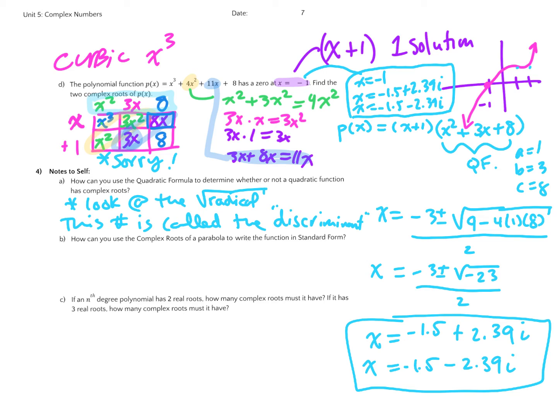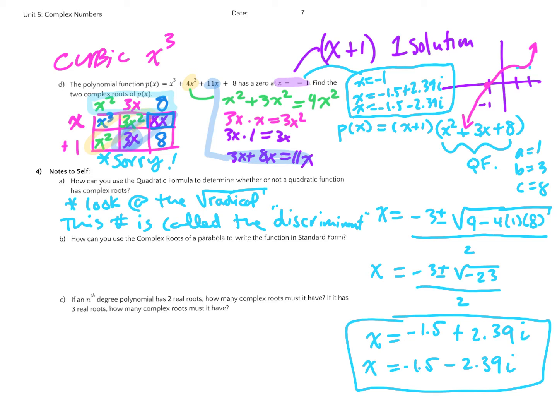If the discriminant is negative, it has no real solution. If it is positive, greater than 0, it has two unique solutions, x-intercepts. If it equals 0, it has one because it bounces on the axis. I know, I'm sorry. Okay, part B.